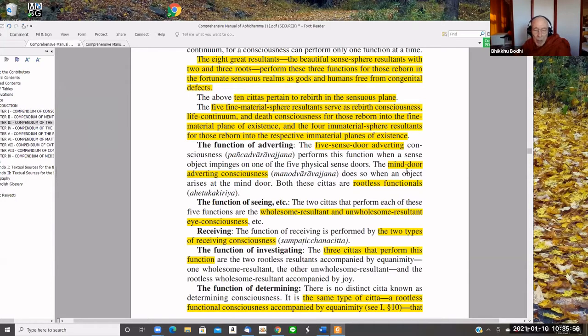But every once in a while, one of those objects will catch the attention and we turn to it. And that will trigger a sequence of reflective thoughts. And so it's the mind door adverting citta that starts that process by turning to the object appearing at the mind door. And both of these are rootless functional cittas.